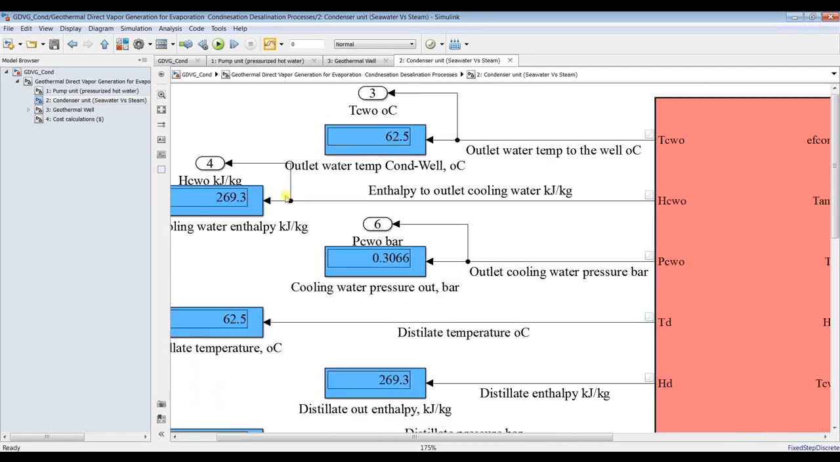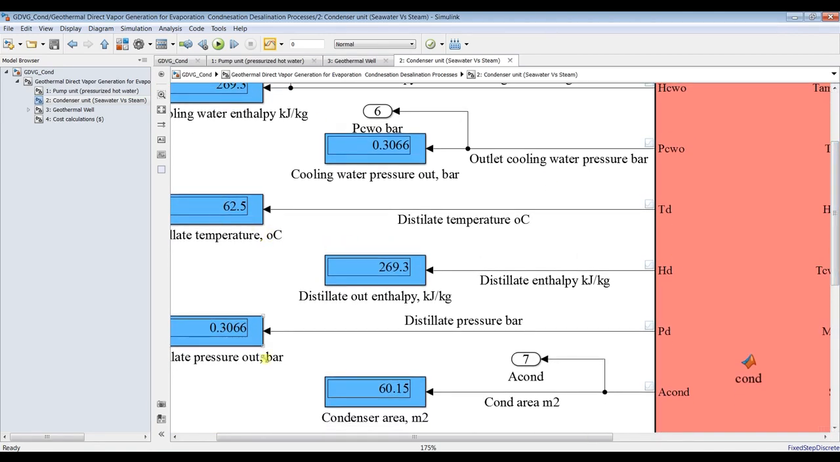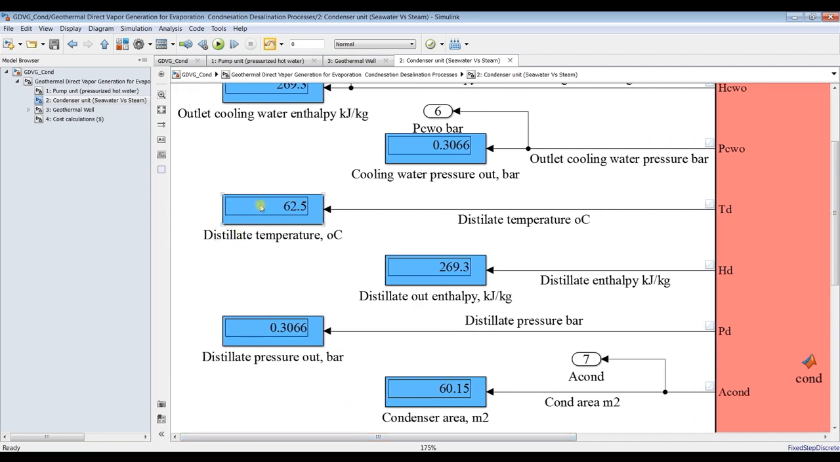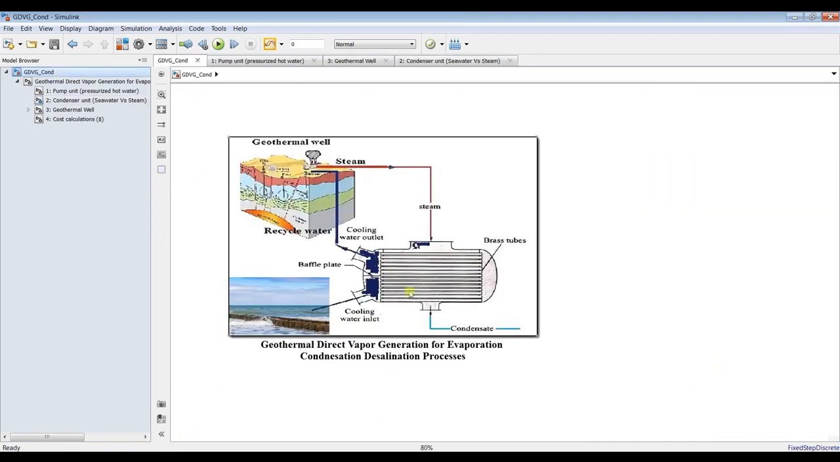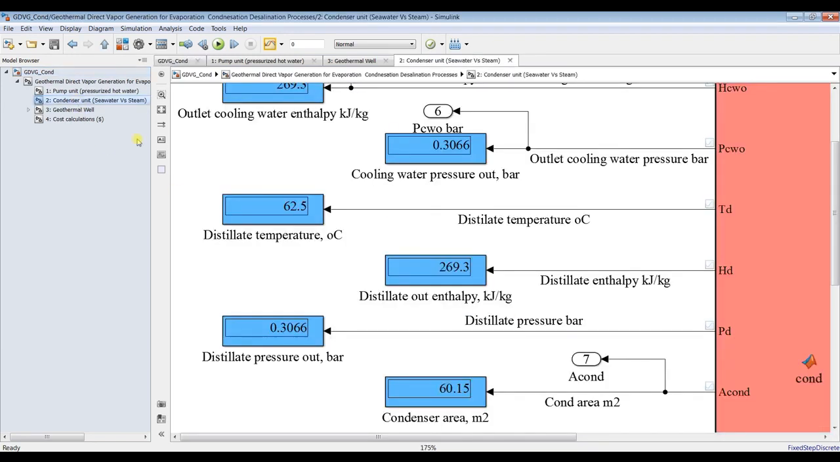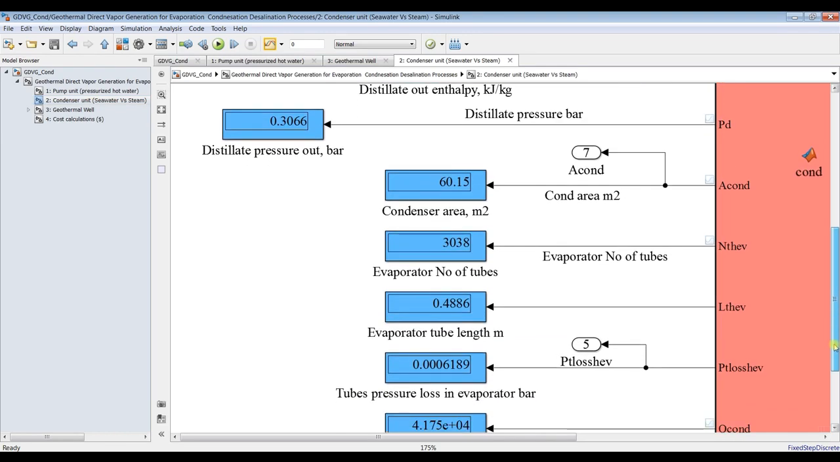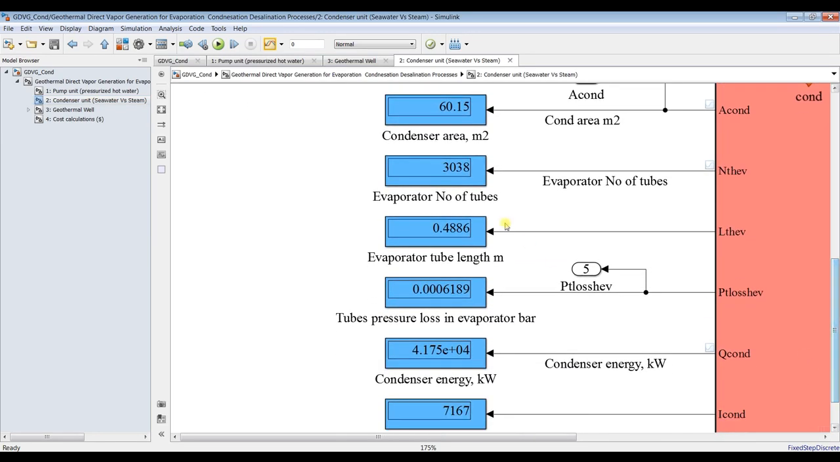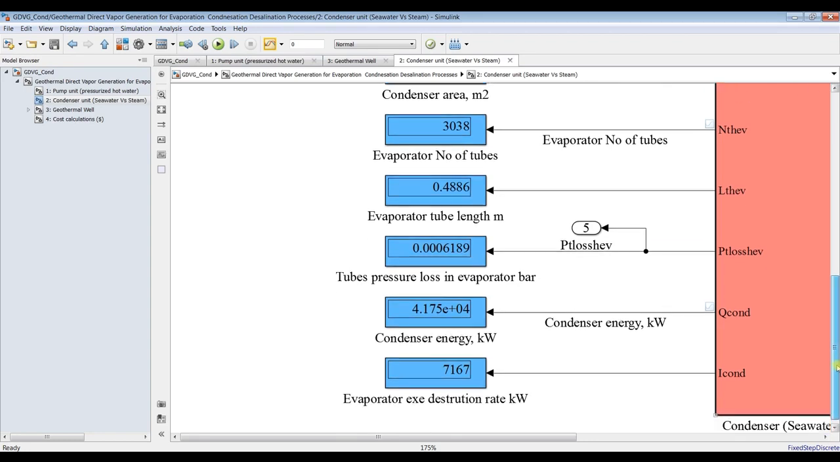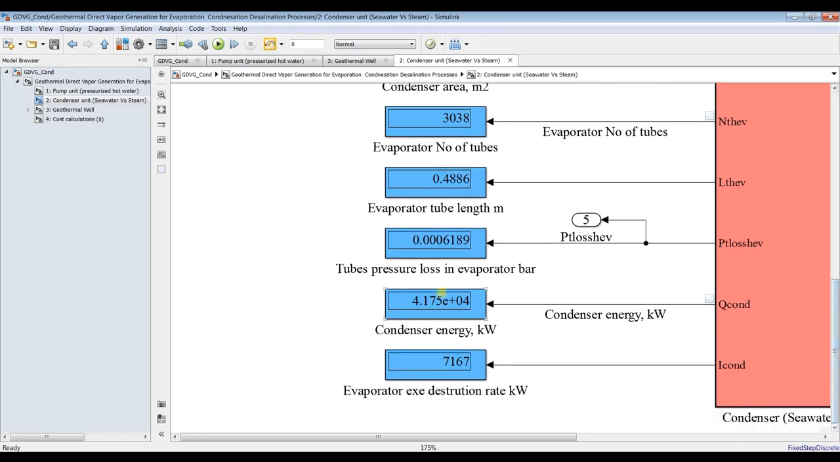We have enthalpy, we have pressure, and we have distillate temperature. Distillate temperature is this, the condensate temperature or distillate temperature. We have to calculate it. It's around 62.5 degrees Celsius. Enthalpy of the distillate, pressure outlet of the distillate, condenser area, number of tubes, tube lengths, condenser energy, this is heat rejection energy, and exergy destruction rate.